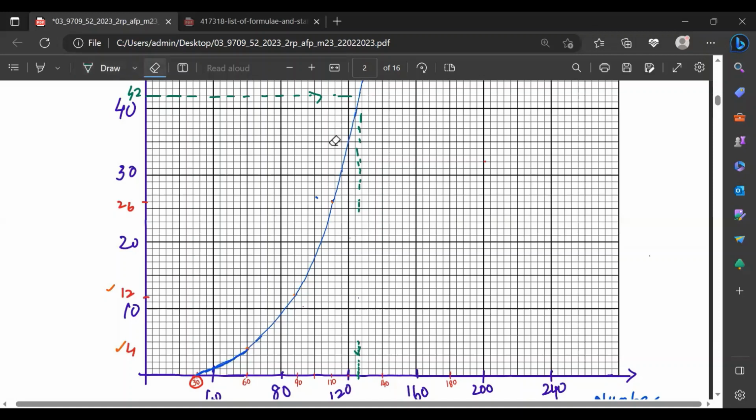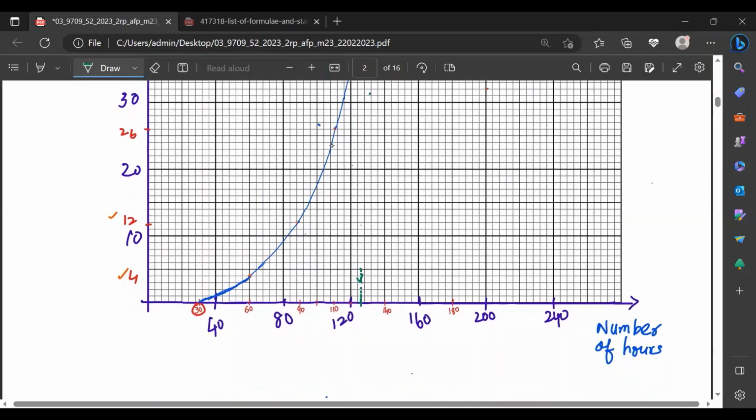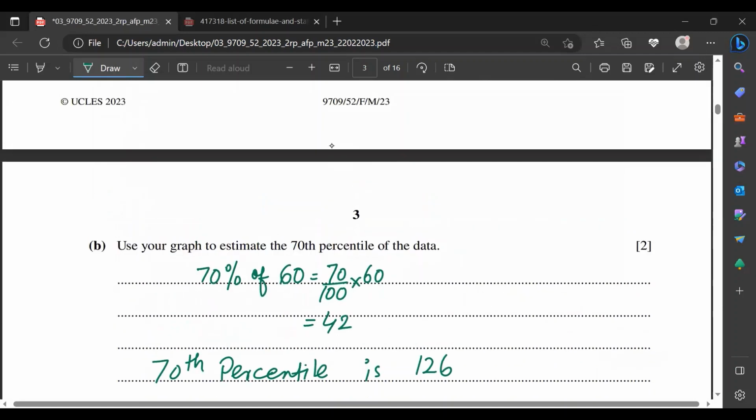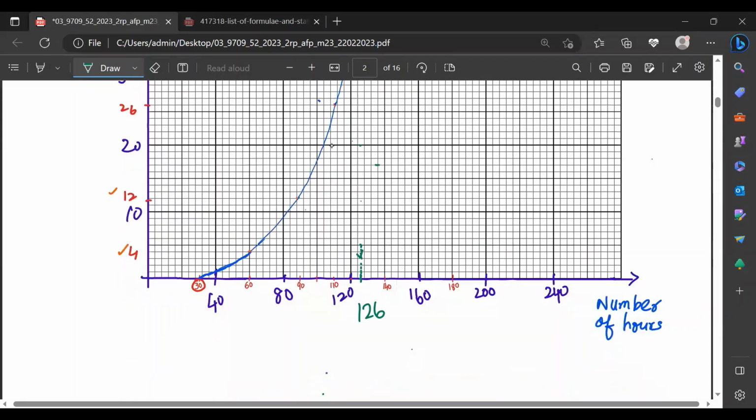So the number you are obtaining here, the reading over here, is 120. One small block is equal to 4 in this graph, so I started from 0 to 40 and then 80, and so on. You can take a different scale. So this value is 126. So the 70th percentile is 126. The value which we read against 42 is the 70th percentile.